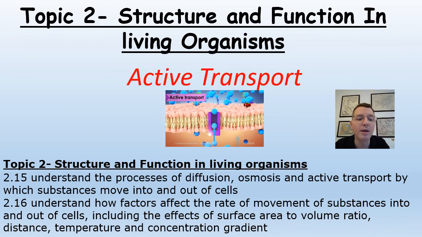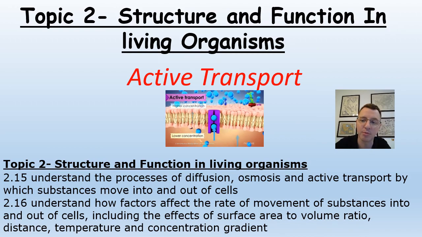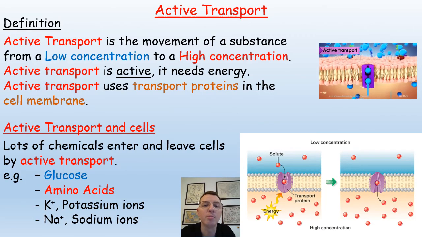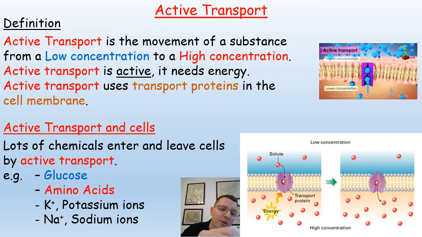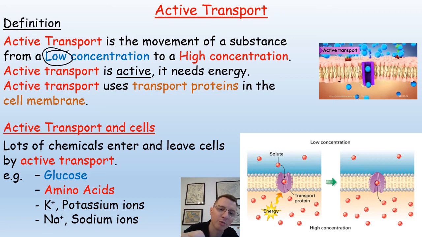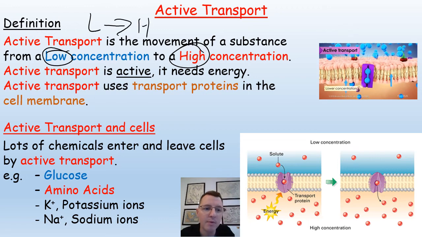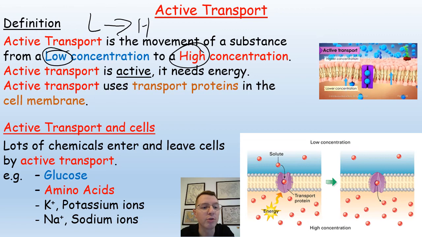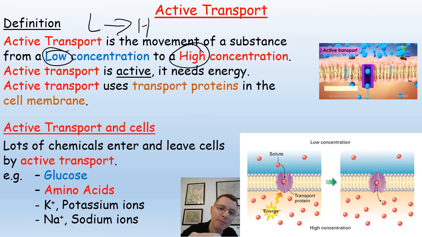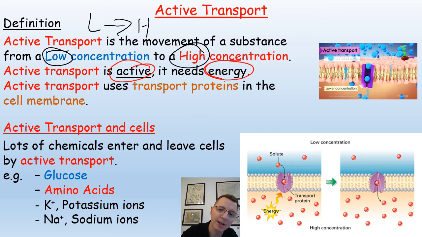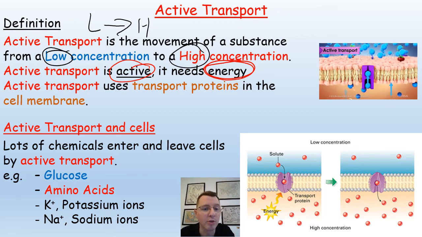So the final way is active transport. The final way that a substance can move in and out of a cell is active transport. And active transport is the movement of a substance from a low concentration to a high concentration. Again, very much like we had in osmosis, we're moving from low to high. We're going against the concentration gradient. But active transport is active. That means it needs lots and lots of energy. Osmosis and diffusion are passive, they don't require energy, but active transport needs lots and lots of energy.